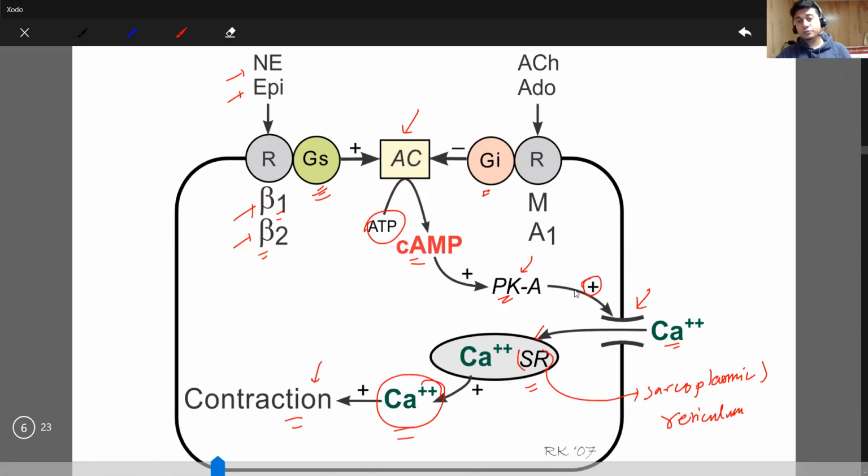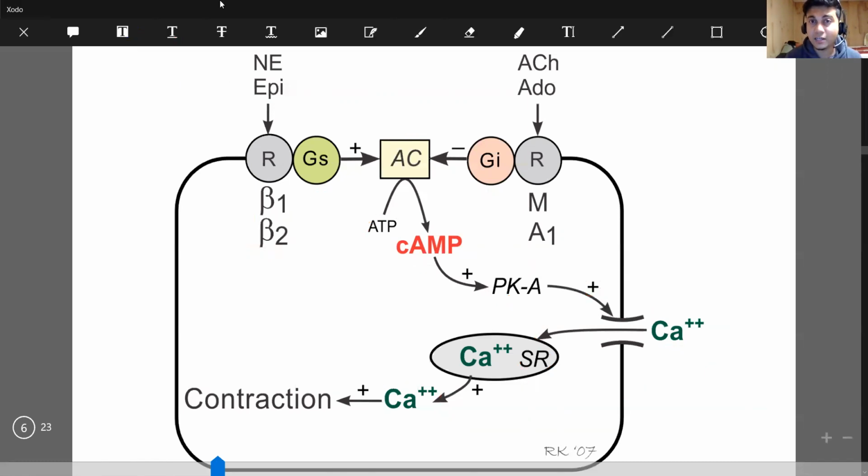But not only does it cause contraction, maybe it's a muscle cell, that's why they're talking about contraction, it can also lead to increased enzymatic activity, because we know that calcium is needed for increased enzymatic activity or activation of enzyme. Now that's how your GS coupled receptor works.